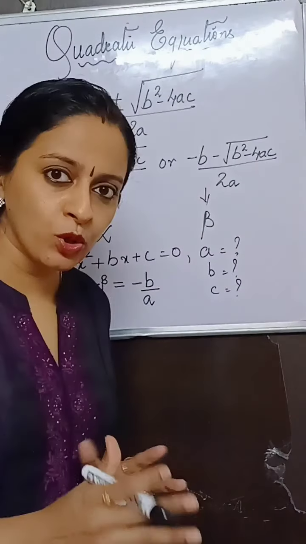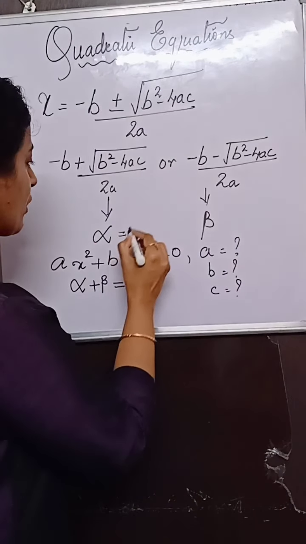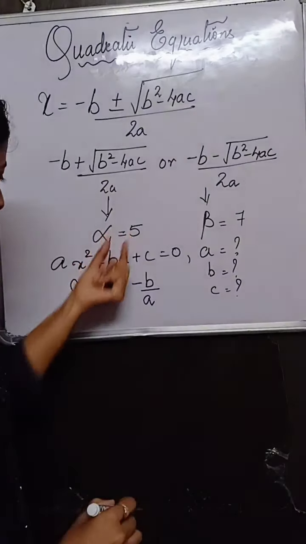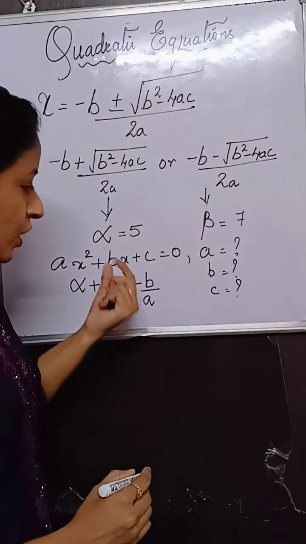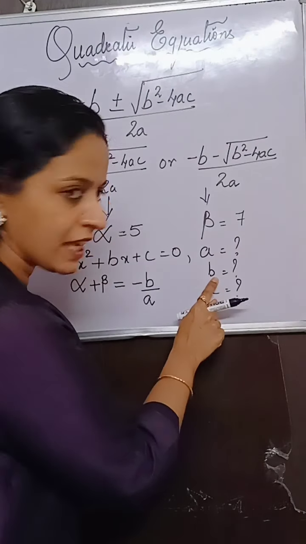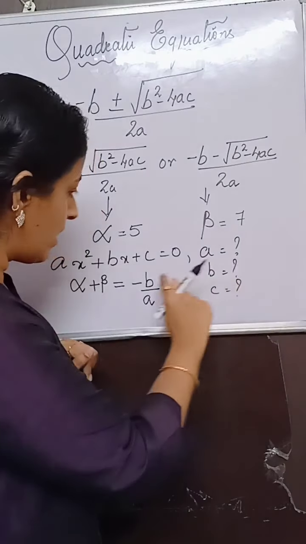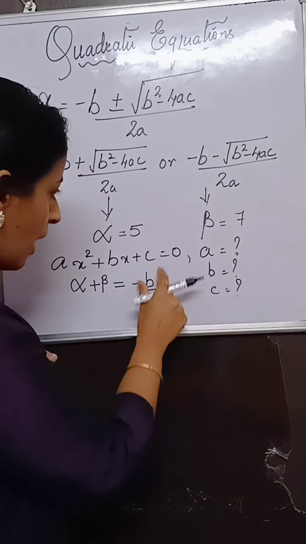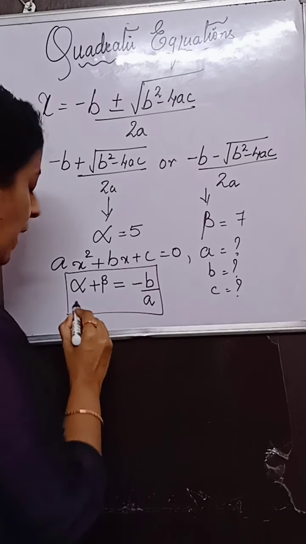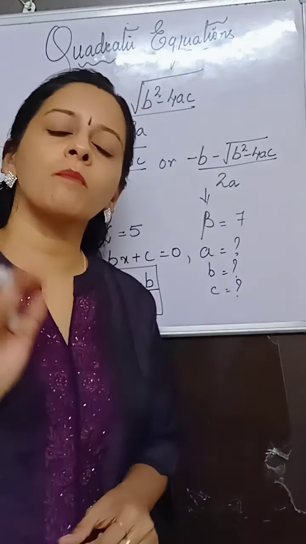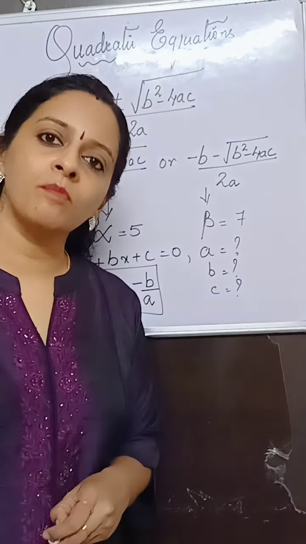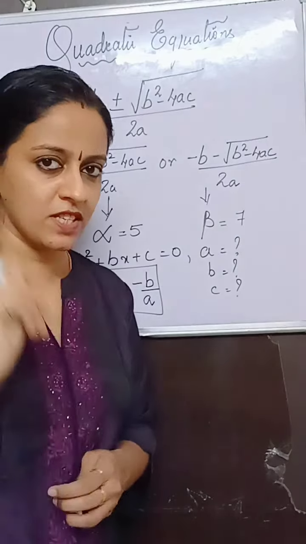When you add both the roots, suppose one answer I got is 5 and the other I got is 7. When you add 5 plus 7, you get a value, and that is equal to the negative of b upon a. So what is the formula? Alpha plus beta is equal to minus b upon a. That is the first relation.